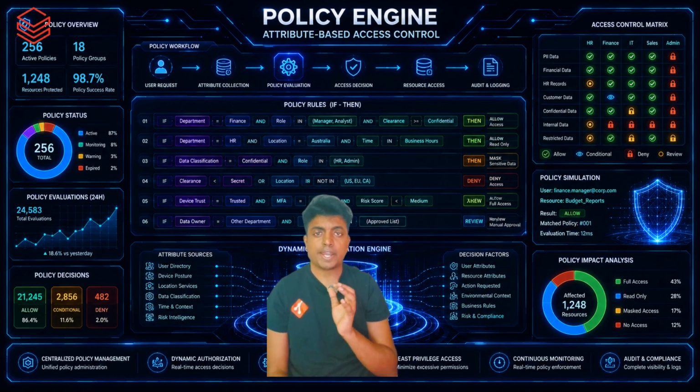Policies define who can access what. Let's look at a simple example. If the user department is HR and data is tagged as HR data, then allow access. Now another example: if user department is IT and data is tagged as finance data, then deny access.